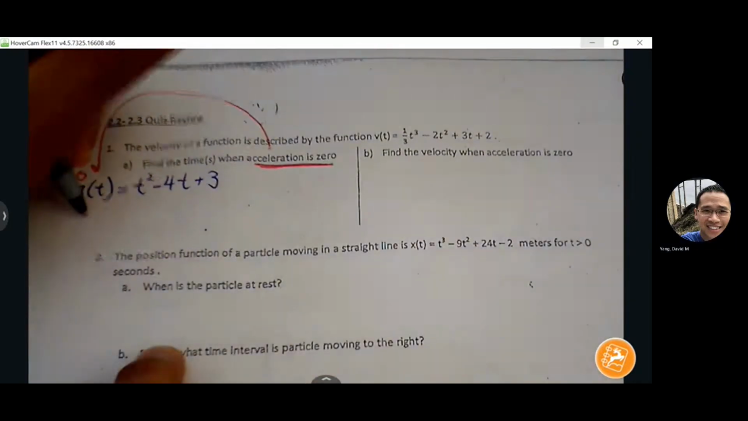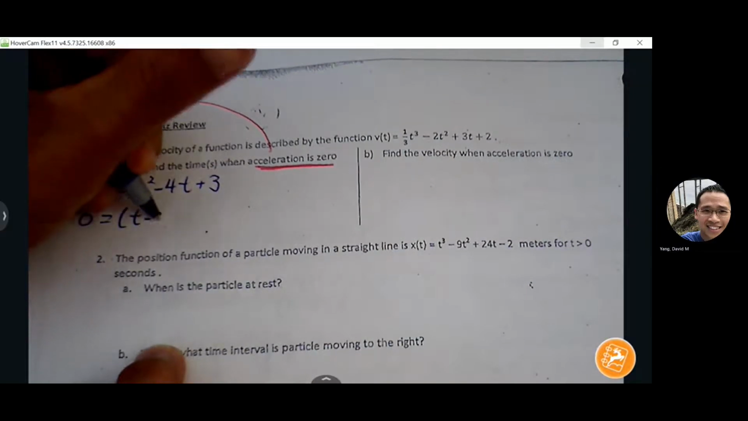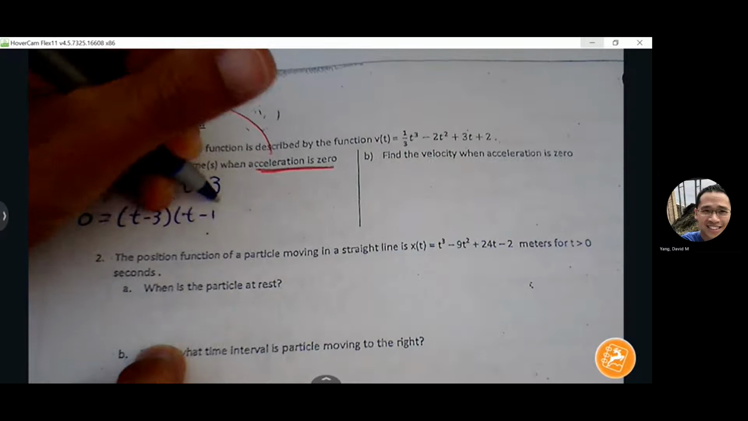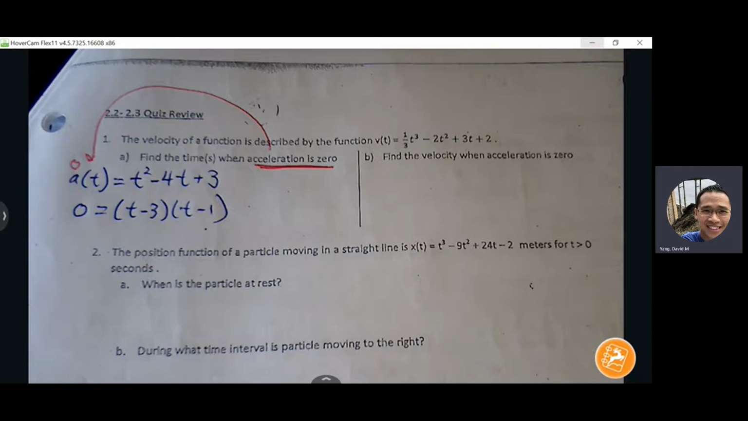So, vector. Solve for t, and what do we get? 1 and 3, okay.